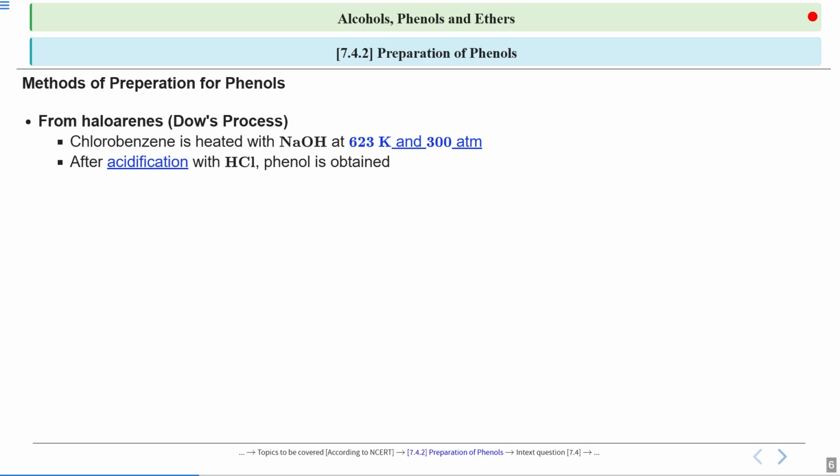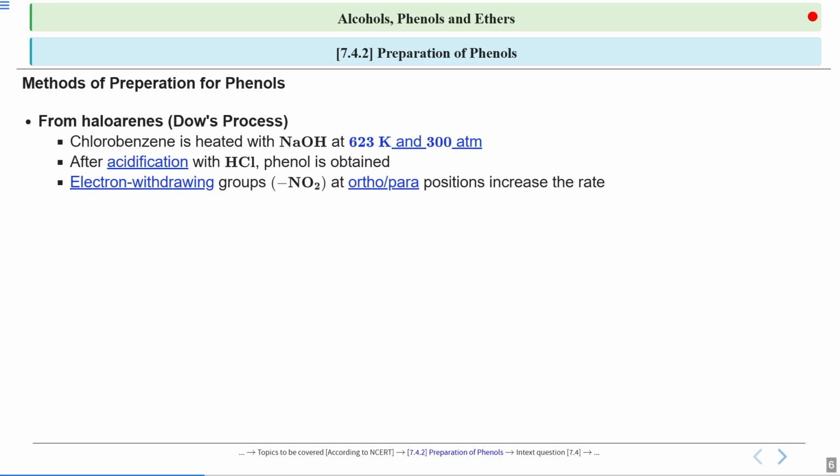After chlorobenzene undergoes the process with the sodium hydroxide at the particular temperature and atmospheric pressure, you have to do the acidification of the product with HCl, hydrochloric acid. Then your final product, phenol, is obtained.